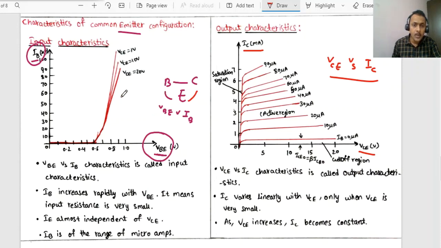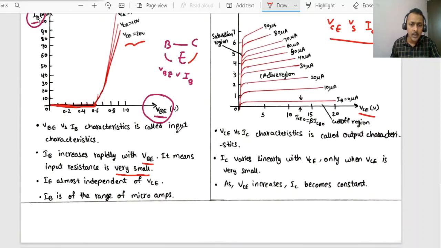Clear? Right. Now, if you observe the plot, up to a certain point no base current is flowing, but after crossing a certain voltage, breakdown has occurred. All of a sudden there is a rise in the current, but it does not depend much on the VCE voltage. Even though it is 1 volt or 10 volts or 20 volts, there is not much change in the base current. So IB increases rapidly with VBE. As there is a rapid increase in the base current, it indicates that the input resistance is very small. Very important. IB is in the range of microamperes. VBE versus IB is called the input characteristics for the common emitter configuration.